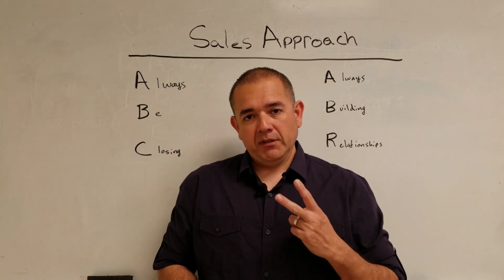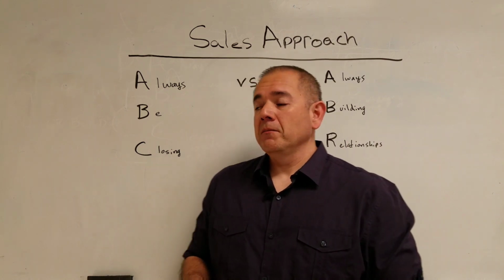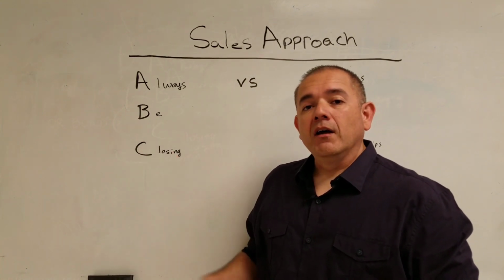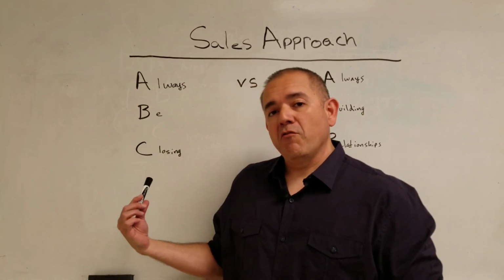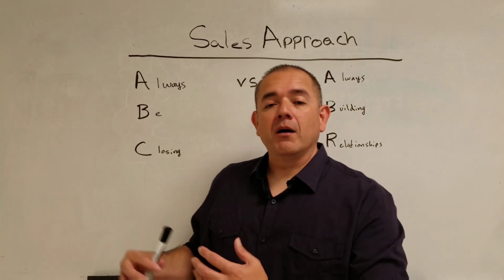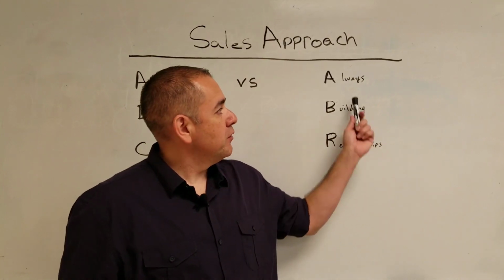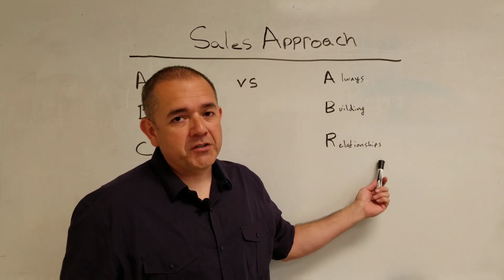In today's video, we're going to talk about the two most common sales approaches, which are the ABC method. It stands for always be closing. Now, if you're already in sales, you've already heard of this before. This is probably the most popular, the most common. The other approach is the ABR method, which stands for always building relationships.